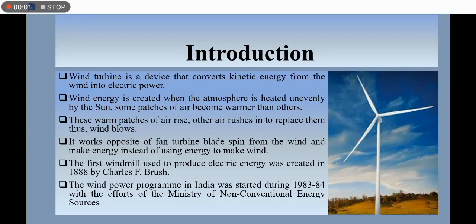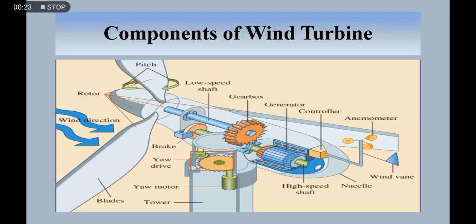Wind is created when the atmosphere is heated unevenly by the sun and some patches of air become warmer than others. These patches of air rise and are replaced by other air rushing in, and the wind blows. A turbine works opposite to a fan: the turbine blades spin from the wind and make energy, instead of using energy to make wind. Okay, these are the basic components of wind turbines.